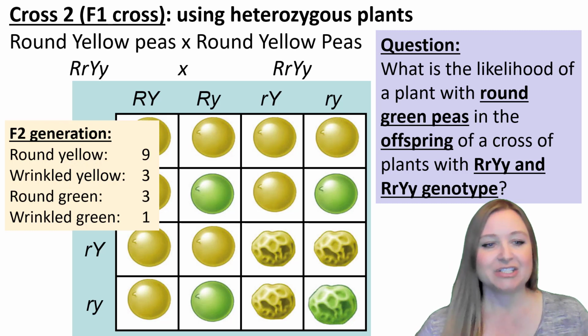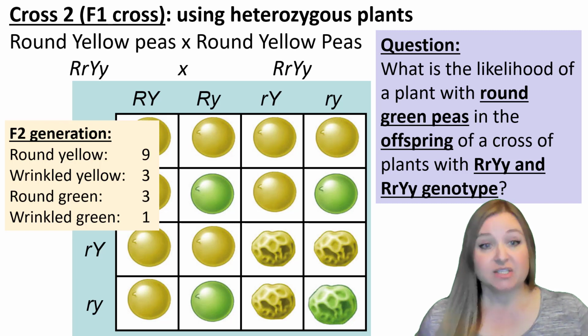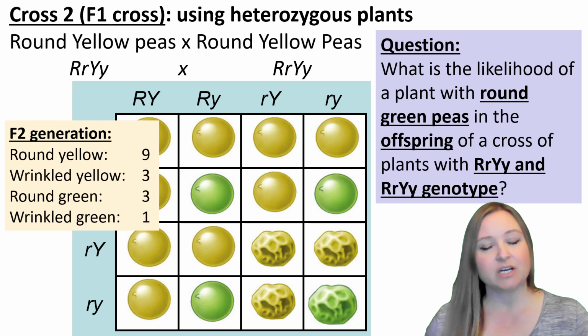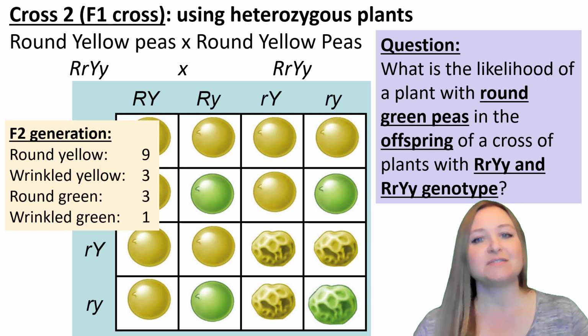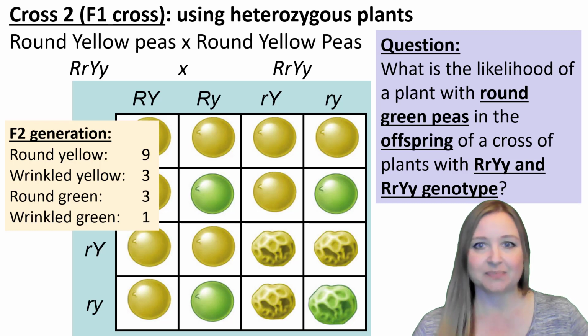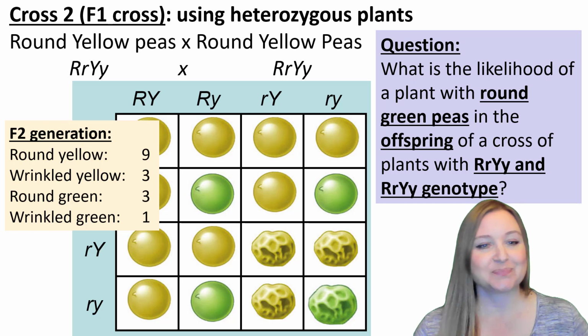Now, if you remember that magic ratio, 9:3:3:1, you can say, okay, round green peas, that's one of the 3s. So now when we look at this Punnett square, our 4x4 Punnett square gives 16 different outcomes, and it starts to get a little complicated, right? There's actually an easier way to figure out the answer to these. Let me show you this little trick.